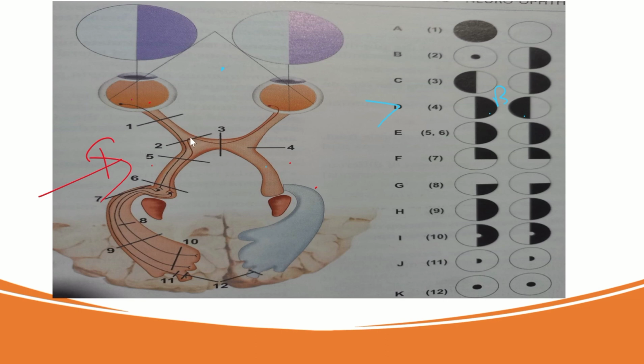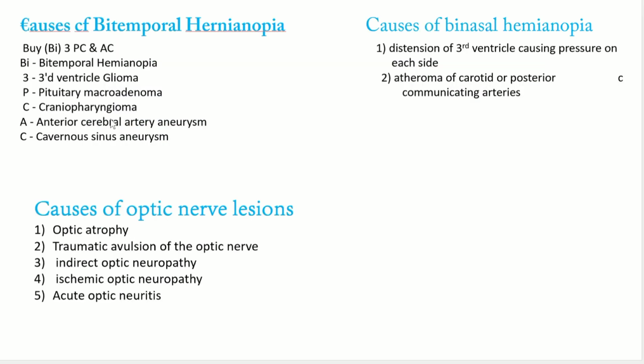Anterior chiasma also means this, and proximal part of the optic nerve also implies the same thing that I have already explained earlier. So both of them give the same kind of result. So let's look at what are the causes of bitemporal hemianopia, optic nerve lesions, and causes of binasal hemianopia. Let's start with optic nerve lesions.